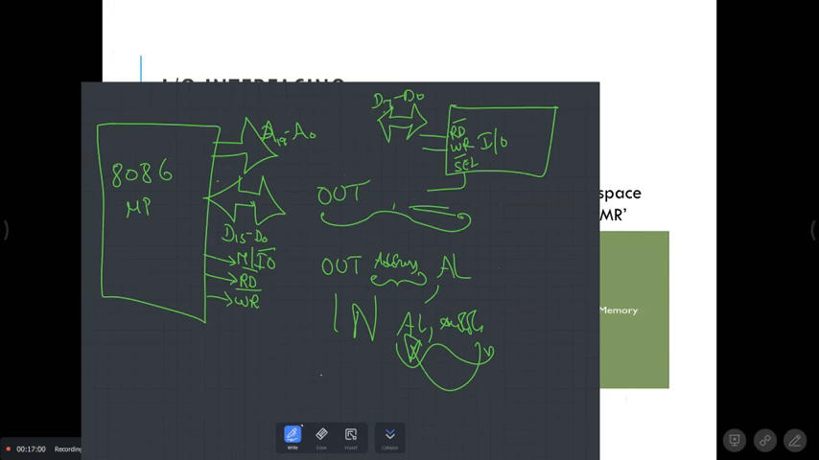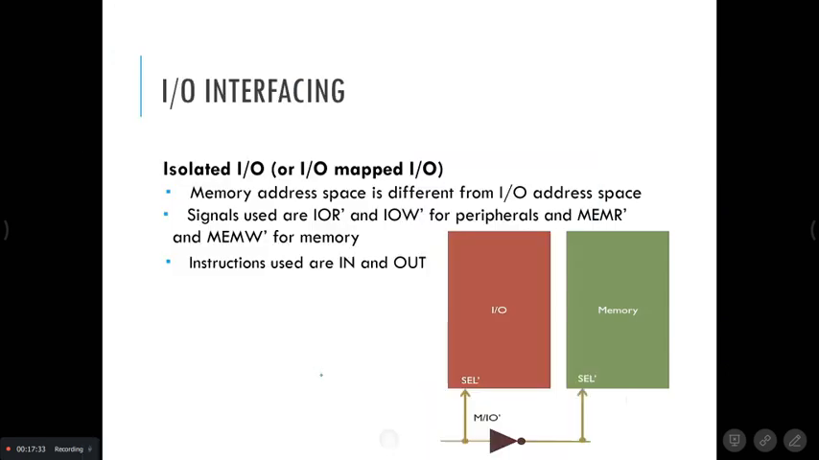Now what is another method? Another method is through memory. Here, is memory involved anywhere? Nowhere is memory involved. I'm directly writing the data to the IO, and I'm directly reading the data from the IO to the microprocessor. I'm not going to involve any memory here. I don't want memory in this type of method. Now, can I involve memory in this? That is called memory mapped IO.